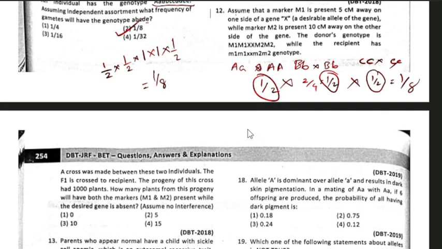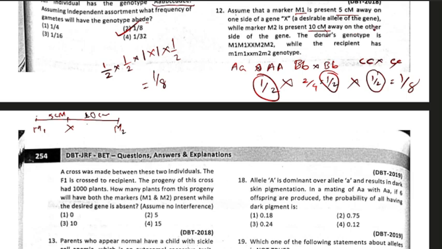Next, assume that a marker M1 is present 5 centimorgan away on one side of gene X. So let's assume that gene X is here, here is M1, and this is 5 centimorgan, and another marker is there, that is M2, and this is 10 centimorgan away on the other side. We have drawn this 10 centimorgan.